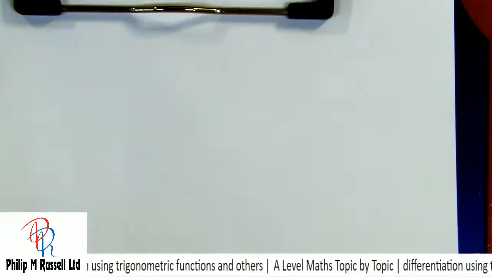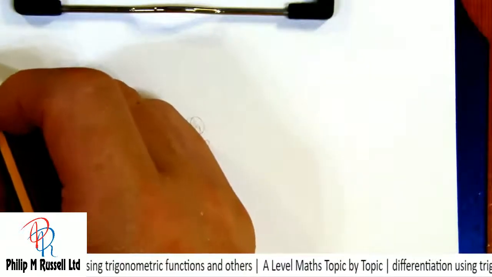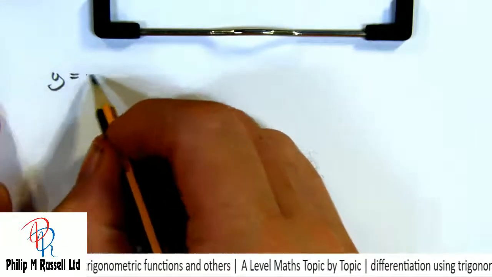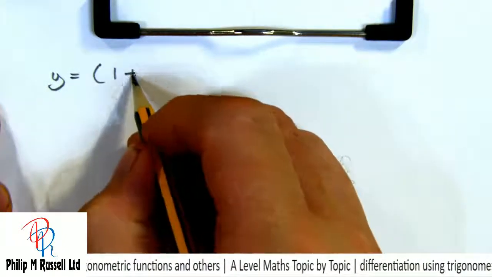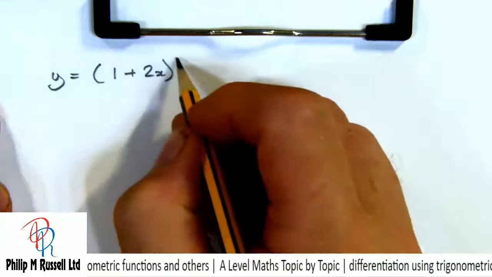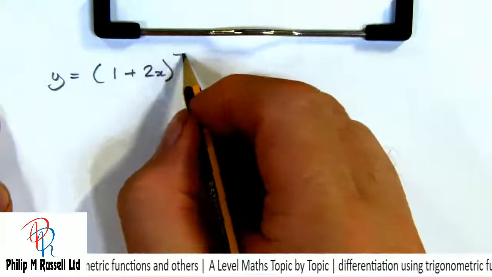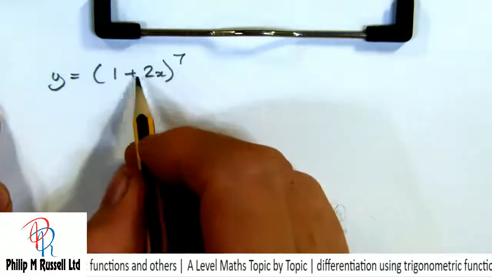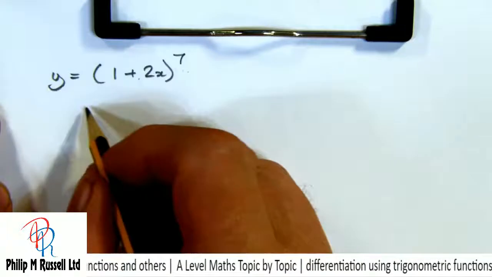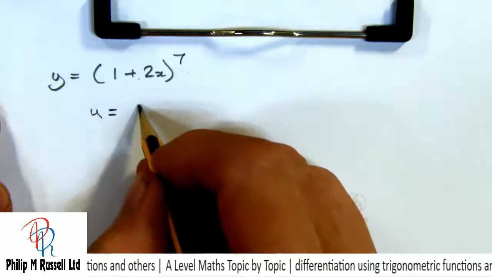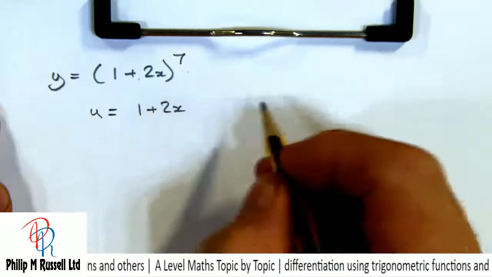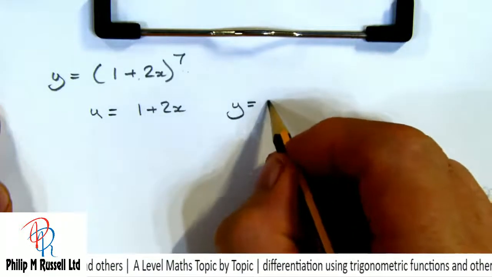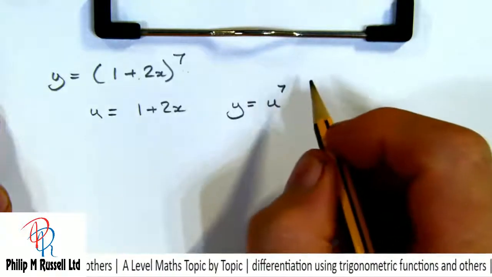Let's choose a nice easy one. So I've got y equals 1 plus 2x here to the 7. So we look at this, we divide it up. I'm going to say that u is going to equal 1 plus 2x, and y is going to equal here u to the 7.